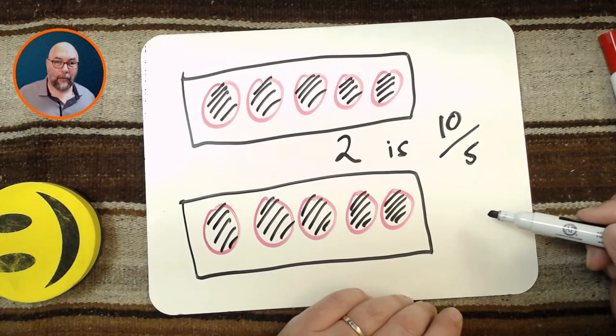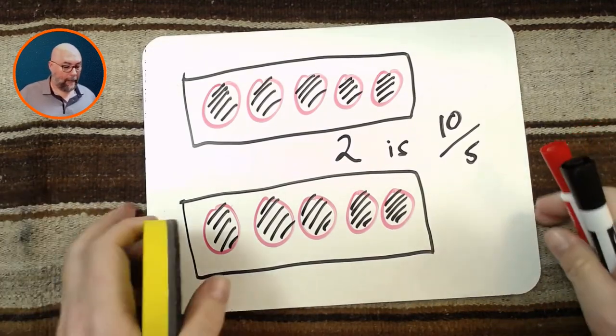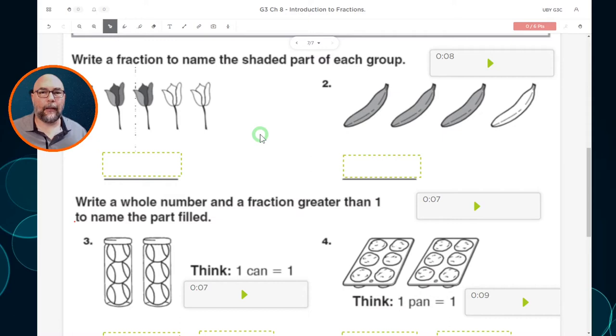Let's look at that on the worksheet. In the worksheet, it looks a little bit like this. Write a fraction to name the shaded part of each group. All right. So to write this fraction, first we count them all. We have 1, 2, 3, 4. Those are all the flowers. How many are shaded? 1 and 2. So my answer is going to be 2 out of 4, or 2/4 are shaded. I'll let you figure out the one with the bananas.